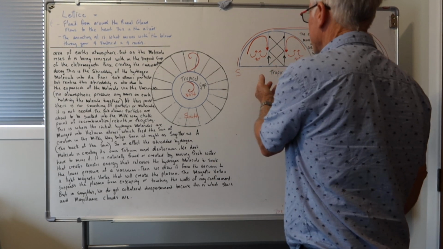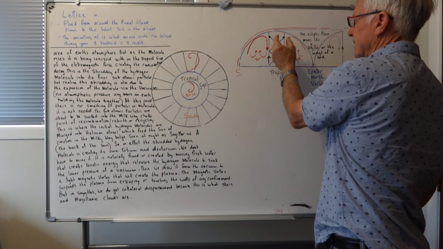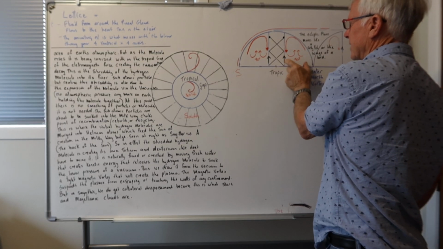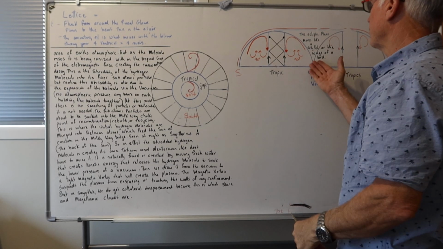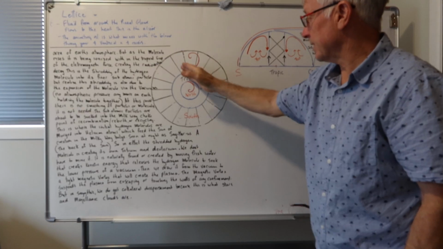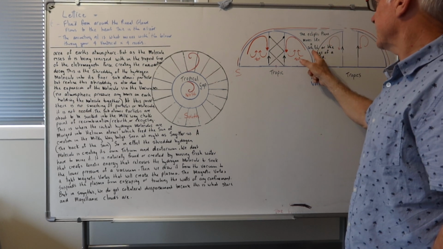This is why it rises up through the tropical gap. There's a low pressure in the tropics as opposed to out here, north and south. There's centre, north, south. This is sliced through the flat earth, okay? Sliced through there, straight to there. Centre, centre.